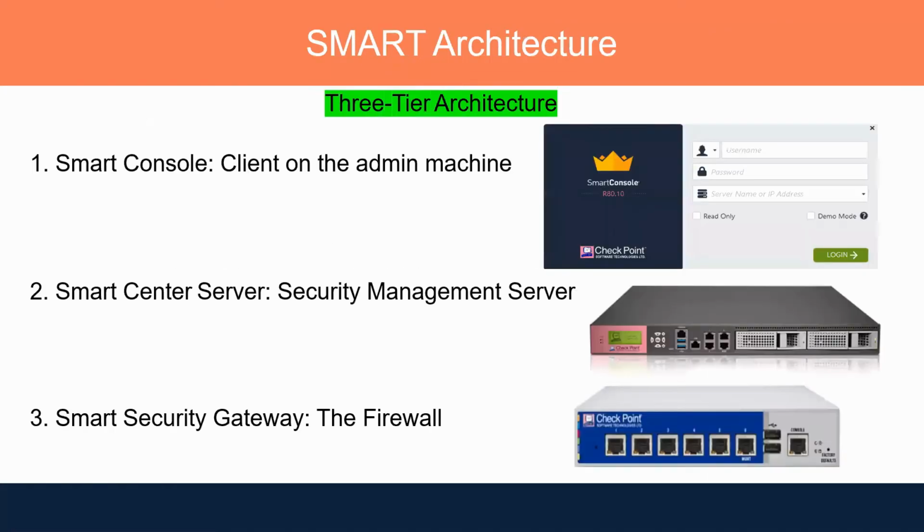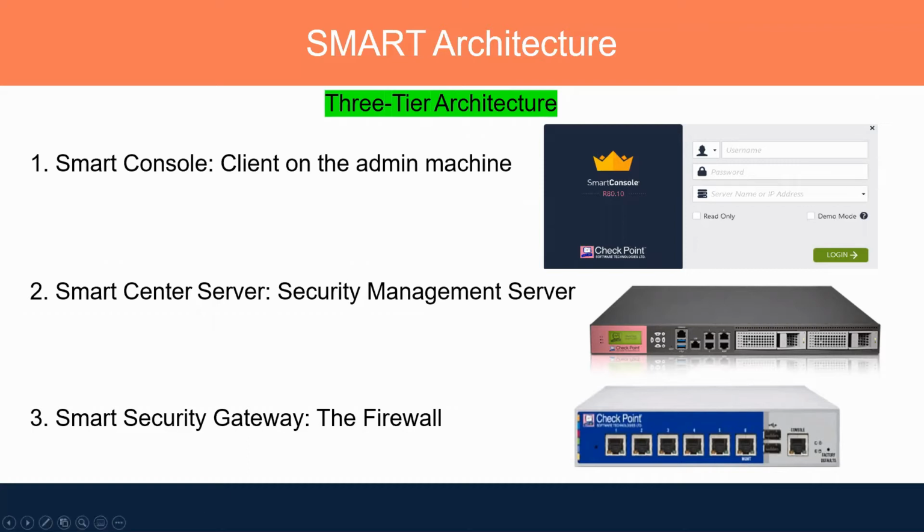So moving on to talking about Checkpoint architecture and its deployment model. If you want to use Checkpoint, you basically need to have three components in your organization or in your lab. One, you should have a smart console. Then, you should have a smart center server or security management server. And finally, you should have a security gateway, which is known as a firewall. So this is basically the three-tier architecture of Checkpoint.